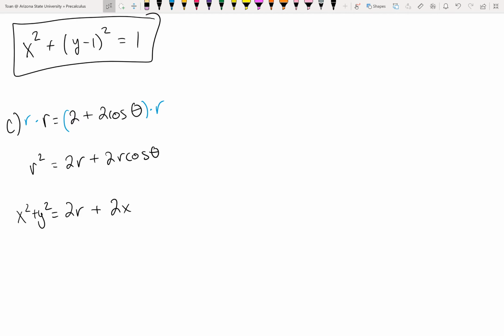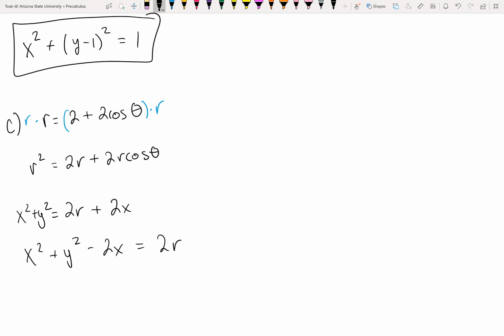Well, the first thing I'm going to do is isolate the r term. So let's subtract the 2x over. So you have x squared plus y squared minus 2x equals 2r. So that just isolates the r. It's sort of like putting it in quarantine. I guess that's relevant to current events.